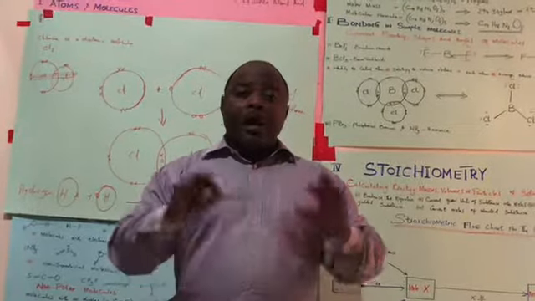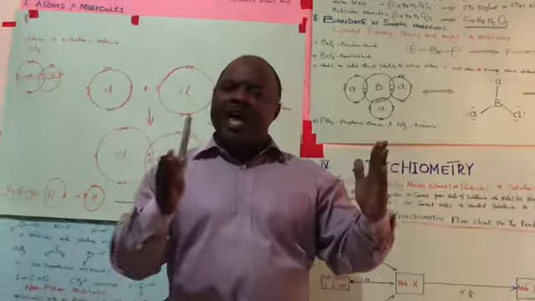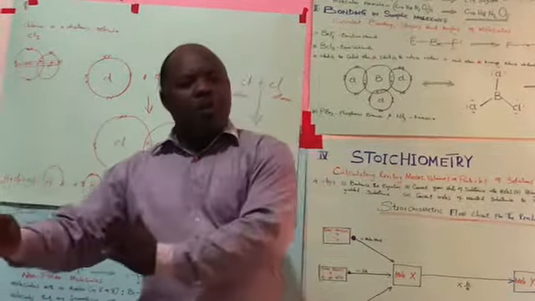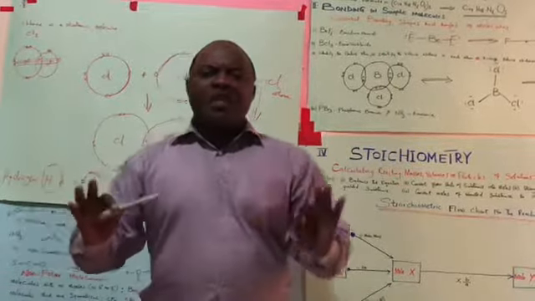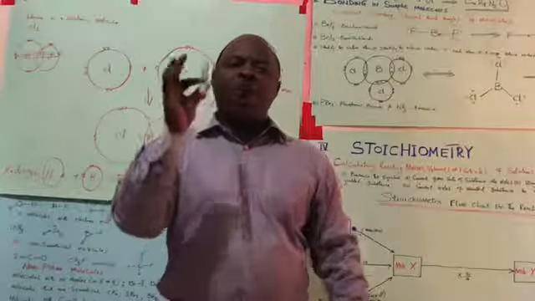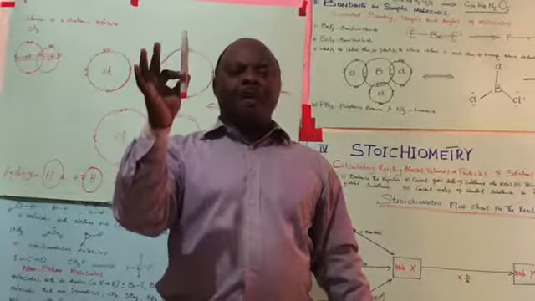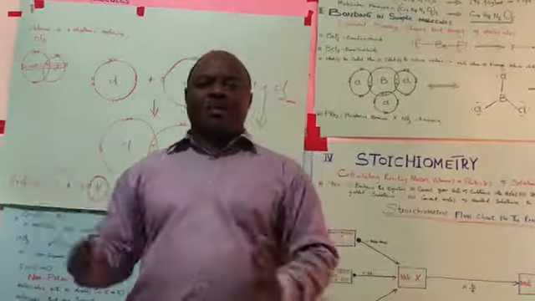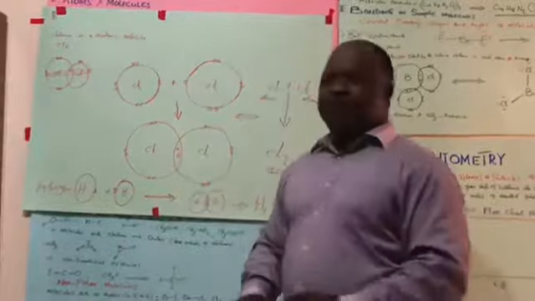The number of protons in an atom is always equal to the number of electrons. This number of protons is what gives the atomic number of an element. And all these elements have different atomic numbers.